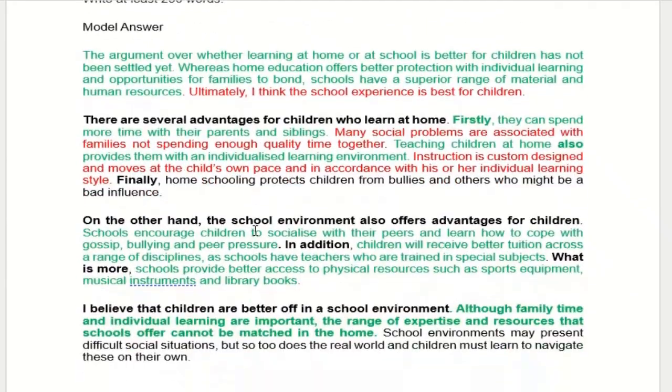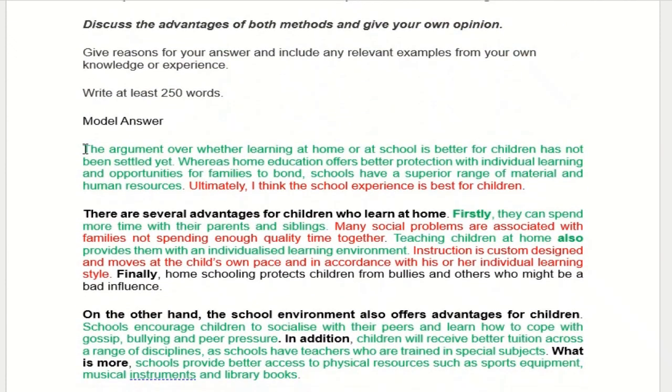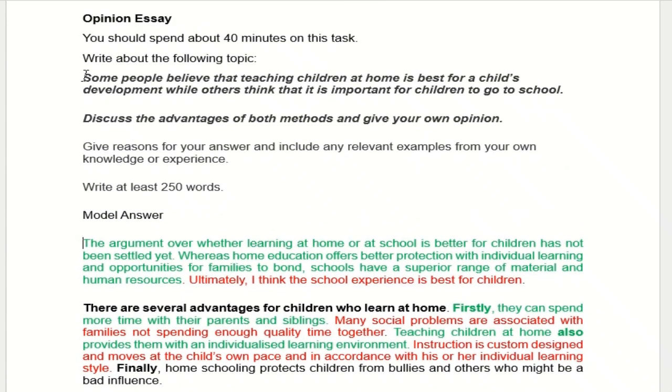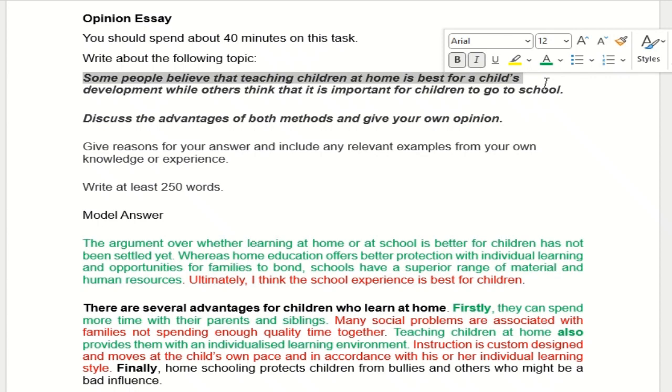Now, let's take a look at the first paragraph of the first essay. Now, you can see in the introductory paragraph of the first one, you have some of the sentences in green and only one sentence in red. All right, so the text in red is the paraphrase. Now, how do we know that this is the paraphrase? Now, look at it. The topic says, some people believe that teaching children at home is best for a child's development, while others think that it's important for children to go to school.